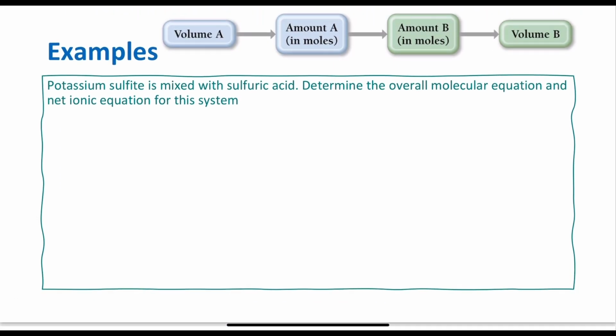Okay. Potassium sulfite is mixed with sulfuric acid. Determine the overall molecular equation and net ionic equation for this system. Potassium sulfite, sorry, I had carbonate in my mind now. Potassium is K plus, sulfite is SO3 2 minus. So K2SO3. I need 2 potassiums for every 1 sulfite. All potassium salts are soluble.